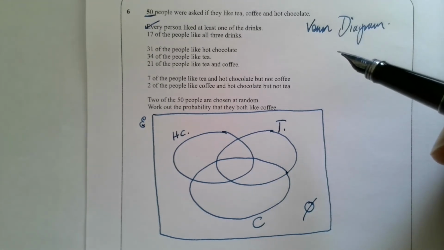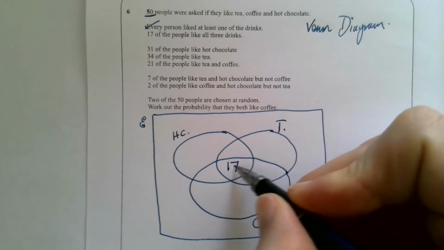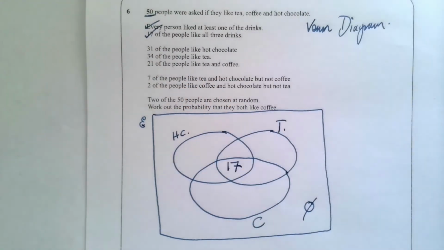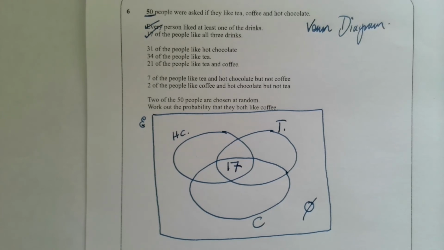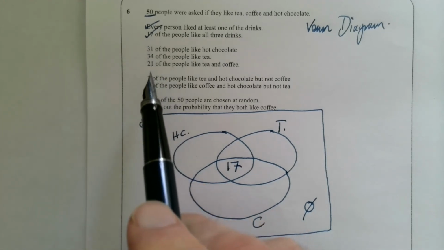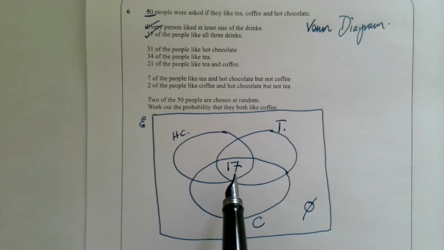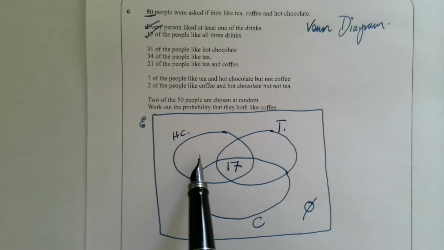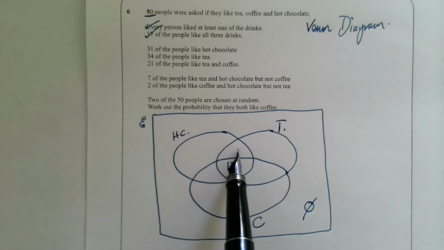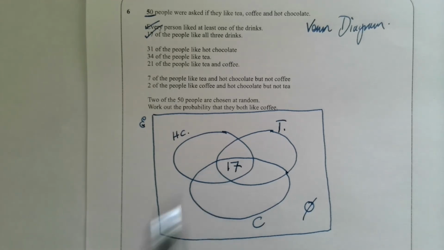17 people like all 3 drinks. Well, that means we can put that in there, definitely, because there's no other place that could go. However, what I'm not going to do is write 31 here for hot chocolate, because if I did, if you added up all of these numbers, they're going to come to way more than 50, and these numbers have to add up to 50. There's only 31 people who like hot chocolate altogether, and we've already got 17 of them. If I put a 14 there, that would mean that there would be no people who like hot chocolate and tea, and no people who like hot chocolate and coffee.